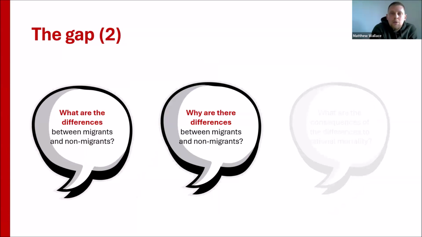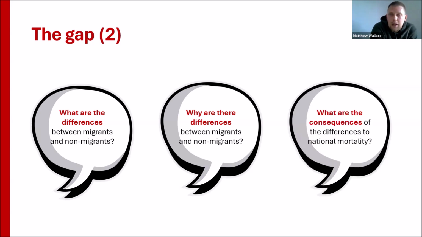So I think two questions we ask very often are: what are the differences between migrants and non-migrants in terms of a given health or mortality outcome that we might want to investigate? And then we also might ask, why are there differences between migrants and non-migrants? And we might theorize or specifically look to test why the health of migrants, with whatever given health outcome you choose, might differ from the health patterns of non-migrants.